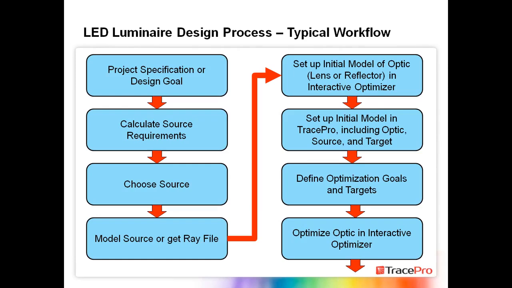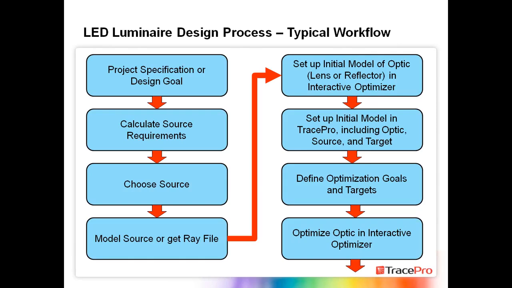Okay, to start, just to show a typical workflow in the way I normally see it, as far as the LED luminaire design process. And like most designs, it's going to start off with a project specification or a design goal. And this could be a back and forth type document between a customer. Customer could be internal or external, could be a vendor. Basically, it's going to set forth what are you trying to do, what are you trying to produce.